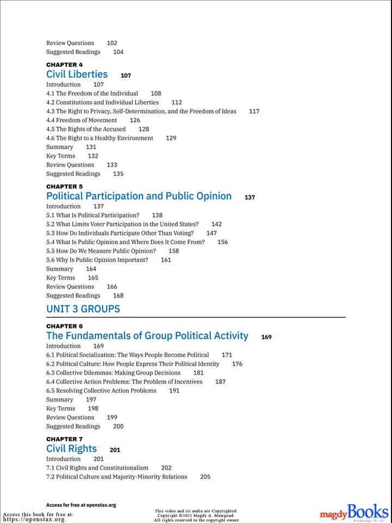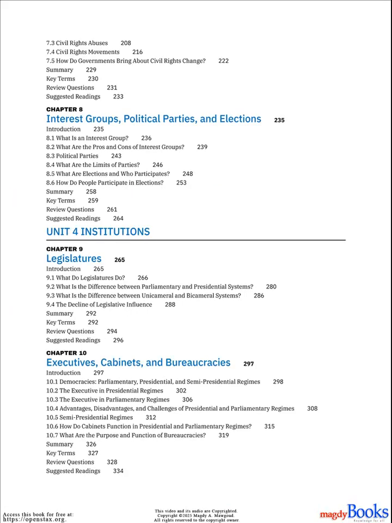Chapter 7, Civil Rights. Introduction. 7.1, Civil Rights and Constitutionalism. 7.2, Political Culture and Majority-Minority Relations. 7.3, Civil Rights Abuses. 7.4, Civil Rights Movements. 7.5, How do governments bring about civil rights change? Summary, Key Terms, Review Questions, Suggested Readings.